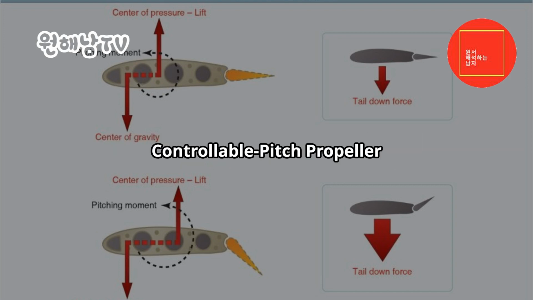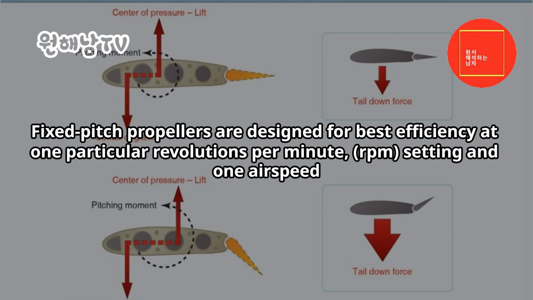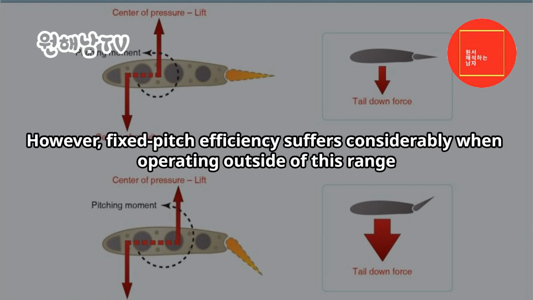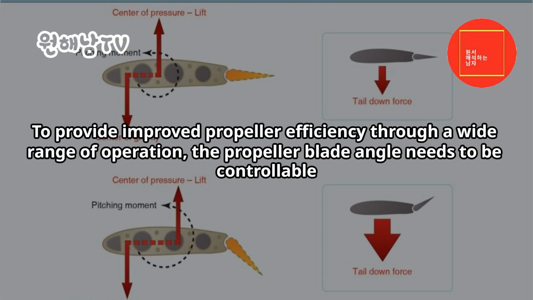Controllable pitch propeller. Fixed pitch propellers are designed for best efficiency at one particular revolutions per minute (RPM) setting and one airspeed. A fixed pitch propeller provides suitable performance in a narrow range of airspeeds. However, fixed pitch efficiency suffers considerably when operating outside of this range. To provide improved propeller efficiency through a wide range of operation, the propeller blade angle needs to be controllable.